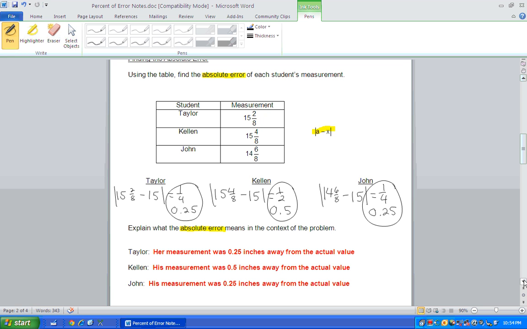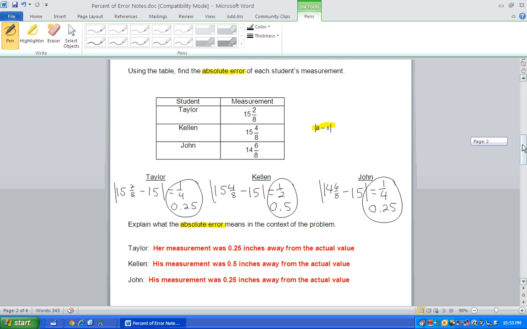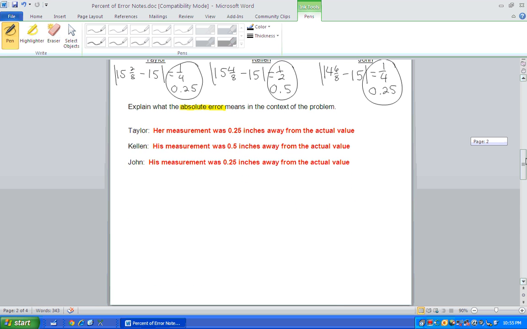All right, so Taylor, her measurement was 25 hundredths of an inch off the actual value. Kellen, his measurement was 1/2 of an inch off of the actual value. And John's measurement was 25 hundredths of an inch off of the actual value. So that's what absolute error means. And now we're going to talk about percent of error.